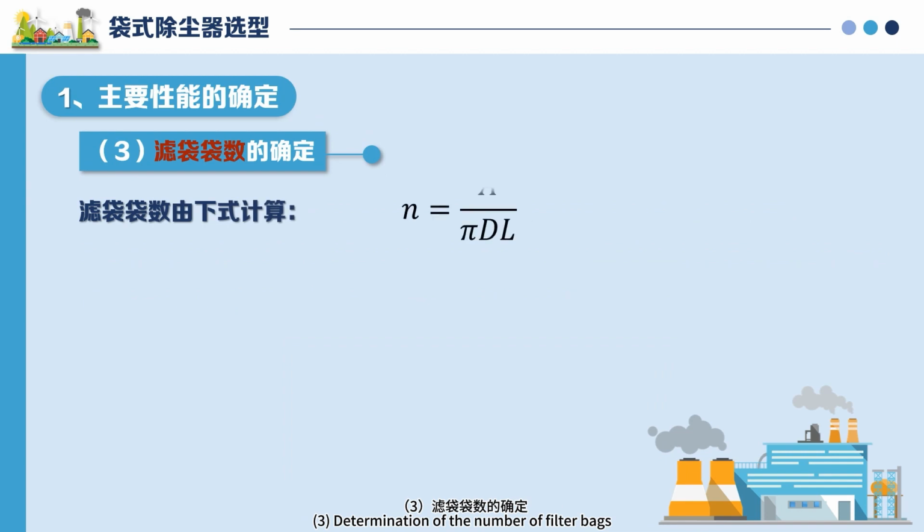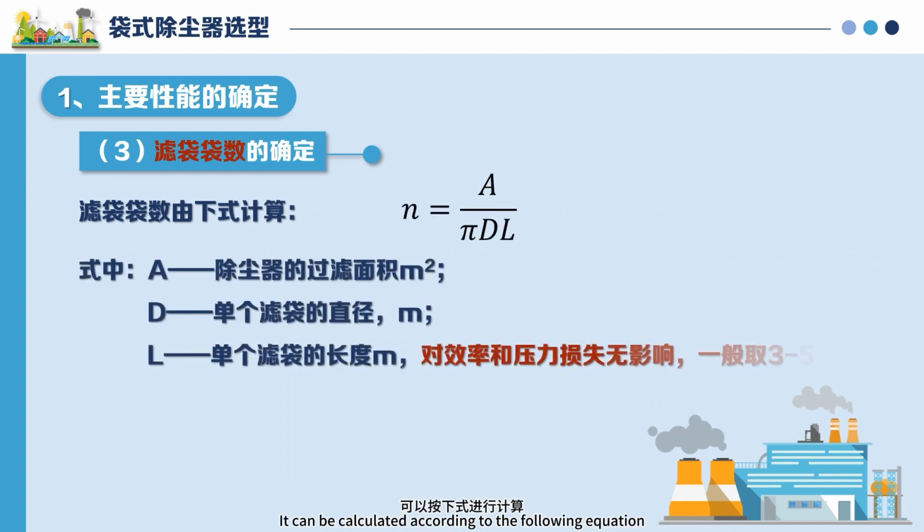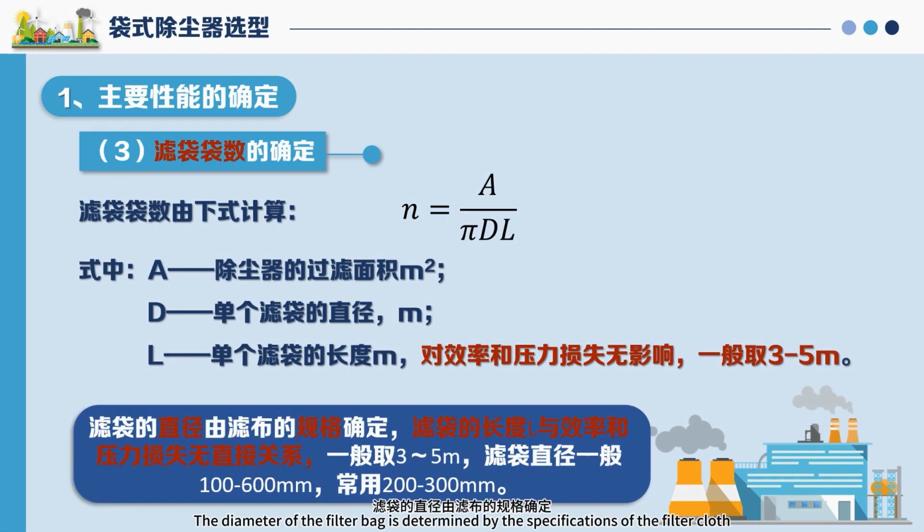3. Determination of the number of filter bags. It can be calculated according to the following equation. The diameter of the filter bag is determined by the specifications of the filter cloth. The length L of the filter bag is not directly related to efficiency and pressure loss, usually 3 to 5 meters. The filter bag diameter is generally 100 to 600 millimeters, commonly 200 to 300 millimeters.